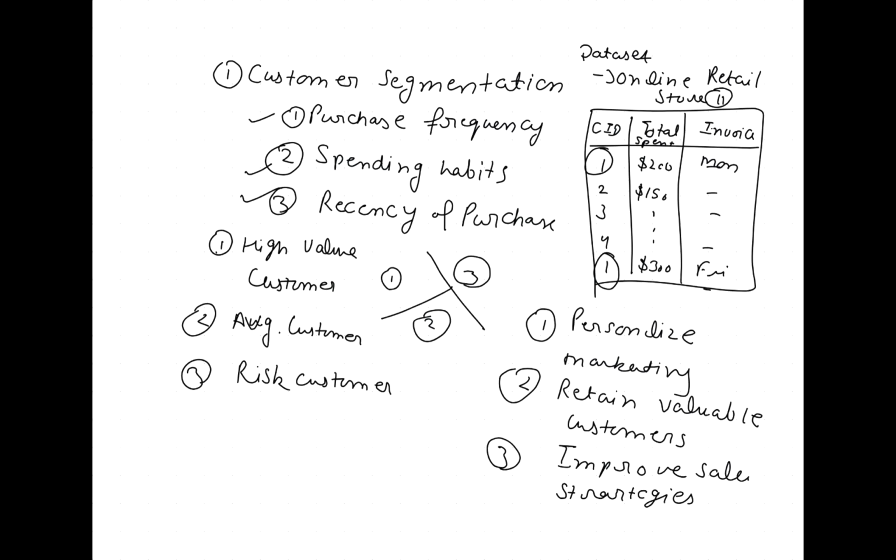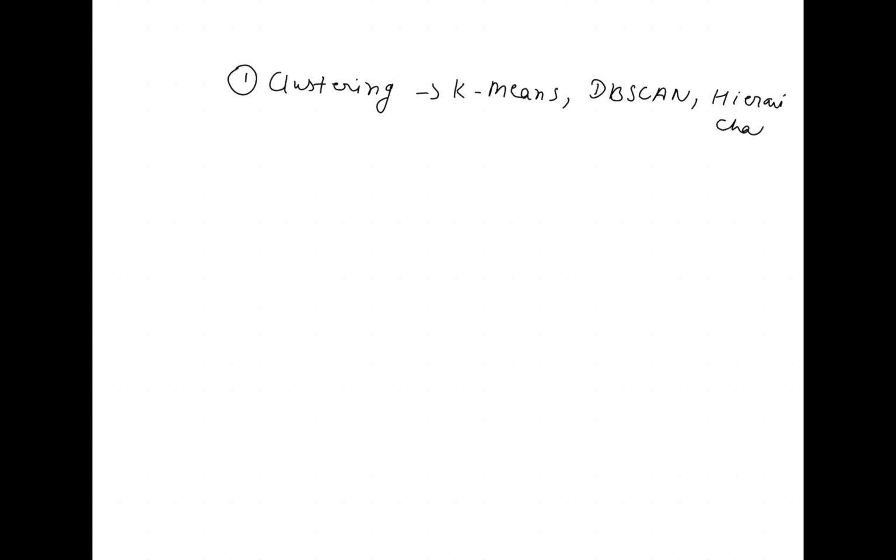Now here I will tell you what kind of algorithms come under this. This is unsupervised machine learning. There is no target. So these are the common algorithms we use. The first one is clustering, which we are going to apply today, that is k-means. And the second very common one is DBSCAN. You can also use hierarchical. Okay, so these are the most common ones.